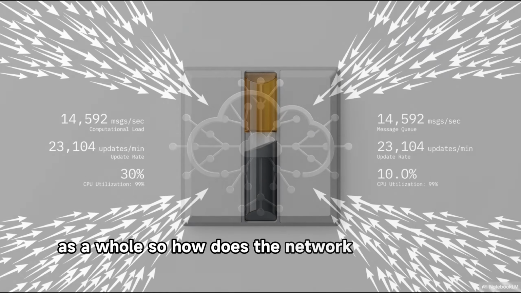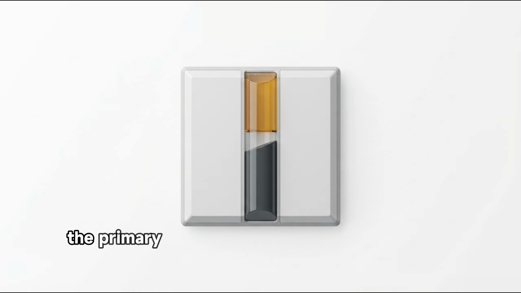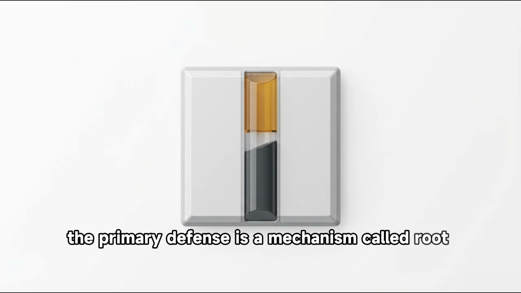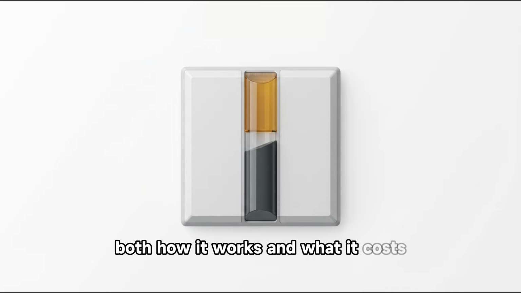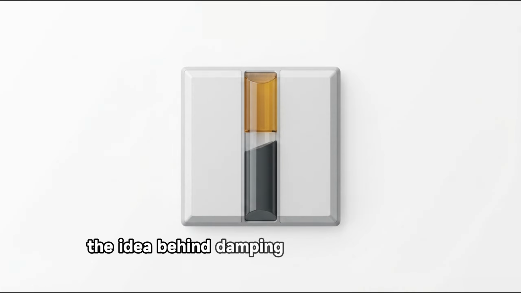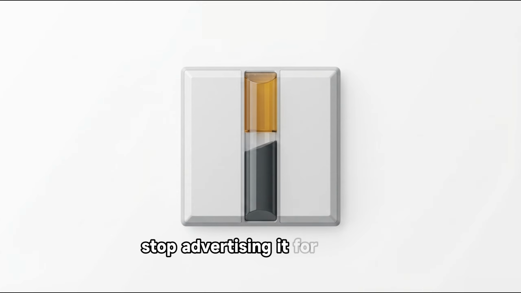So how does the network protect itself? The primary defense is a mechanism called route dampening, and it's worth understanding both how it works and what it costs. The idea behind dampening is straightforward. If a route keeps flapping, stop advertising it for a while.